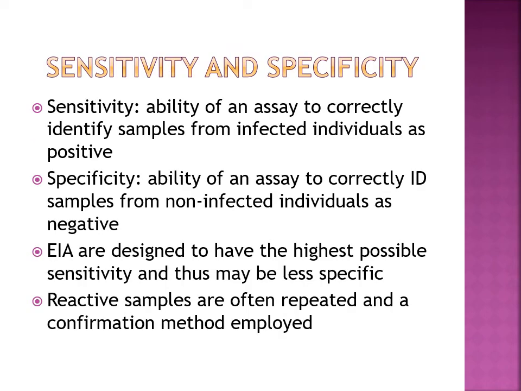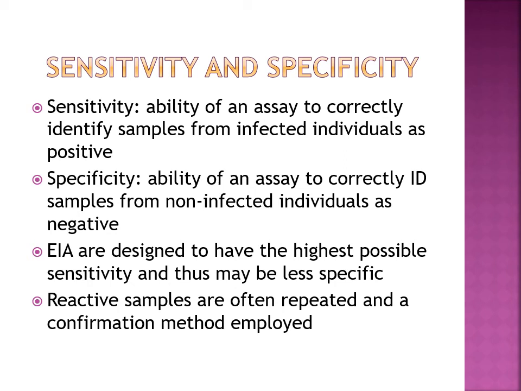For sensitivity and specificity, sensitivity, again, is the ability of an assay to correctly identify samples from infected individuals as positive. Specificity is the ability of an assay to correctly identify samples from non-infected individuals as negative. EIAs are designed to have the highest possible sensitivity and thus may be less specific. Reactive samples are often repeated and a confirmation method is employed. Because they are so sensitive, a lot of times these will have false positives. So we definitely want to repeat the reactives and then we'll send it to another lab for confirmation just to make sure.